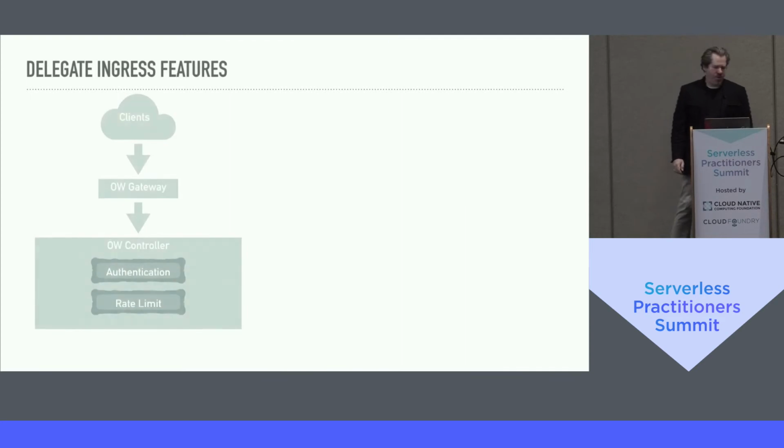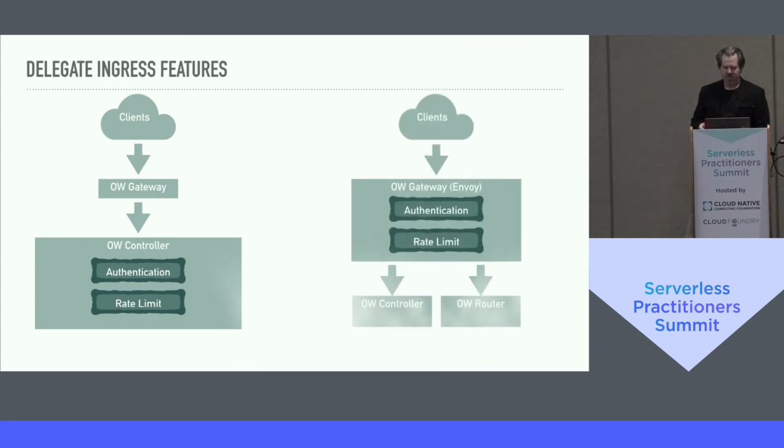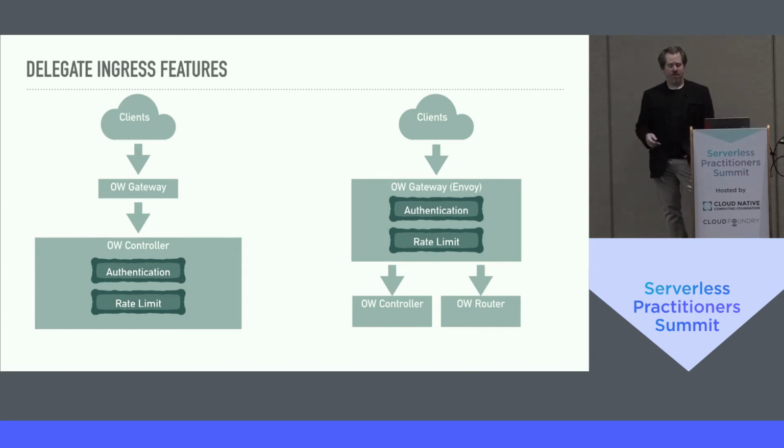So next up in our technology keys is the ability to delegate ingress features. What we're doing is taking the ingress functionality that's currently baked into the OpenWhisk controller and moving that out into our Envoy gateway system. This simplifies the controller and the router, and it also makes it so that we can use the same system now for both our serverless platform and our API system, so we can leverage the same authentication, rate limiting features.